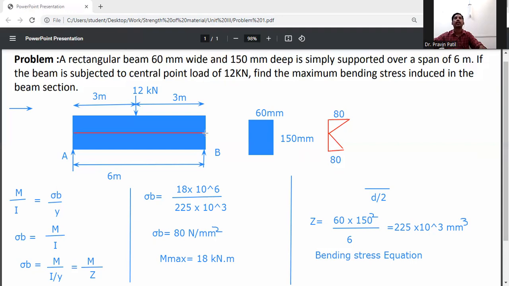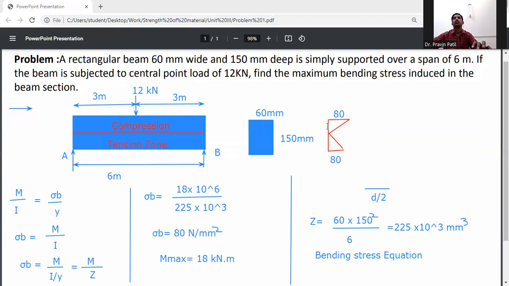So a sagging type of bending occurs. If you apply force on the beam, since it is simply supported, it will bend in a sagging manner. The top fiber is in compression and the bottom fiber is in tension. So the top is the compression zone and the bottom is the tension zone.